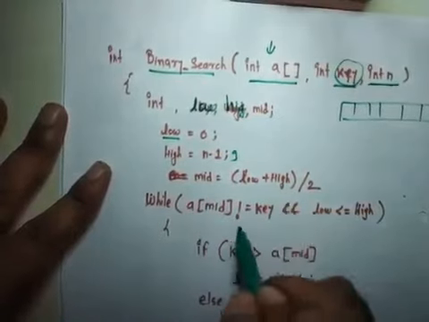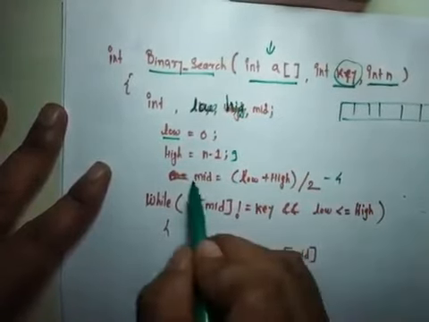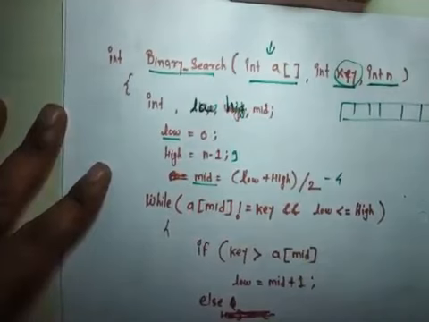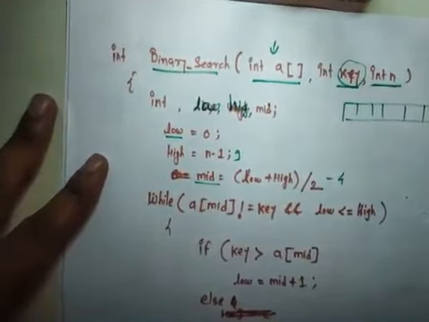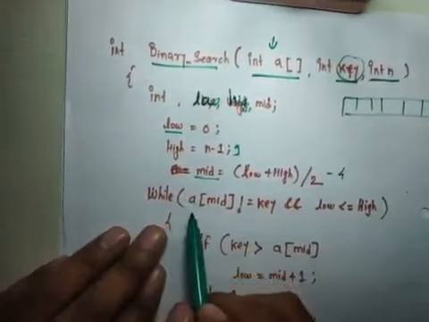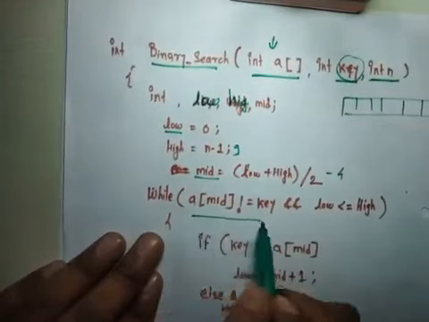Then we are going to find the mid position. So it will find 4. So initially mid is equal to 4. Okay, we already saw this in the previous example. Then we are going to use a while loop, and here I am going to put A of mid.